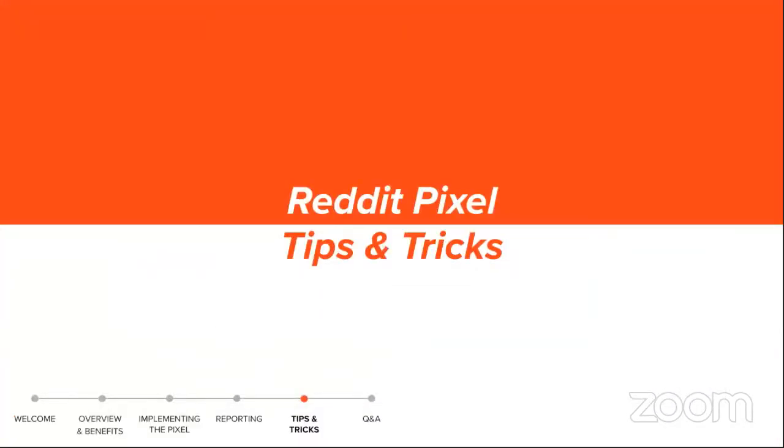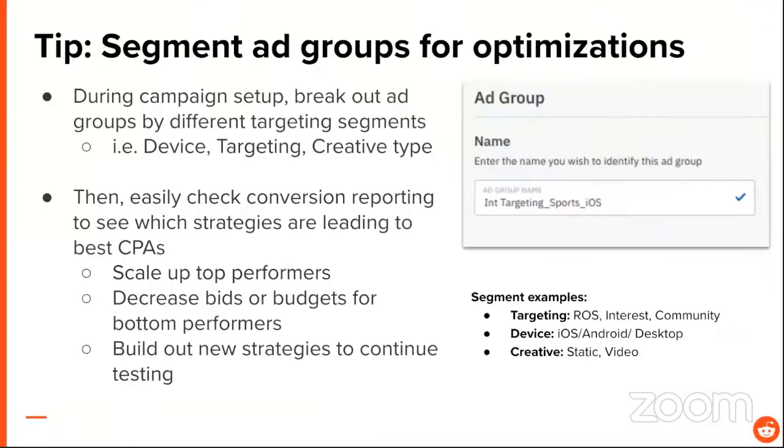So now let's cover a few tips and tricks. Our first tip, segment ad groups for easy optimizations. We recommend breaking out ad groups by different targeting segments. For example, having one ad group targeting mobile versus one for desktop. Then, when the conversions start to come in, you'll be able to quickly see which strategy is leading to better performance, and then scale up or down accordingly.